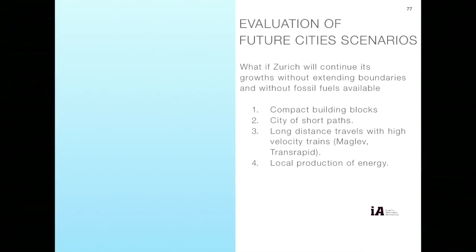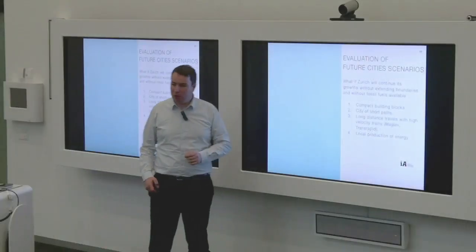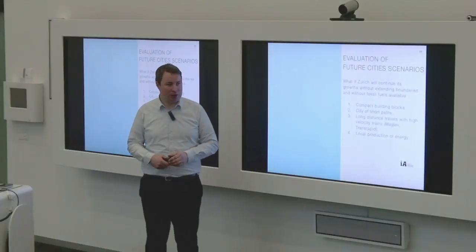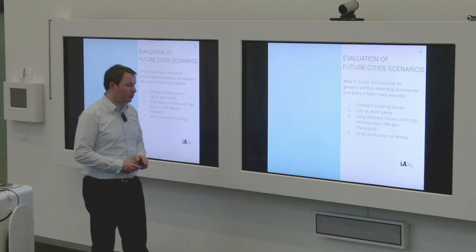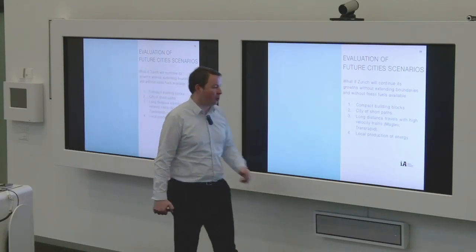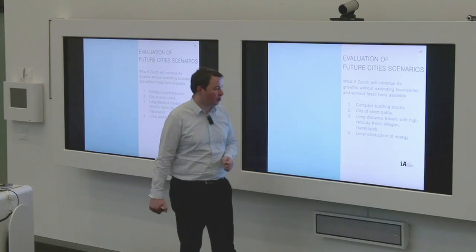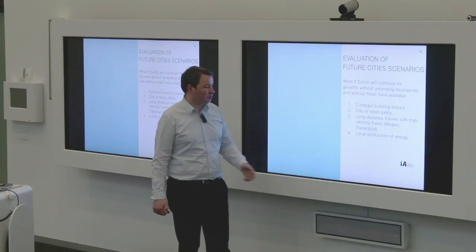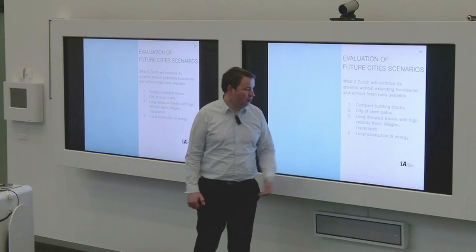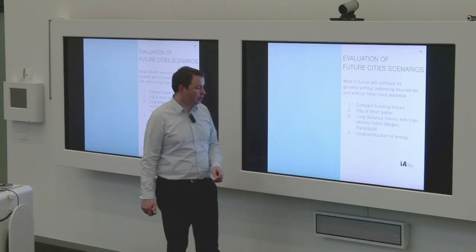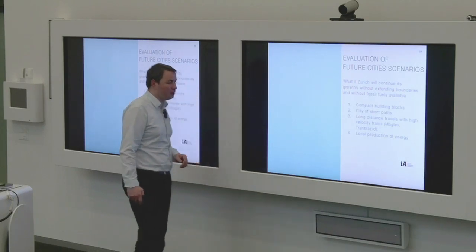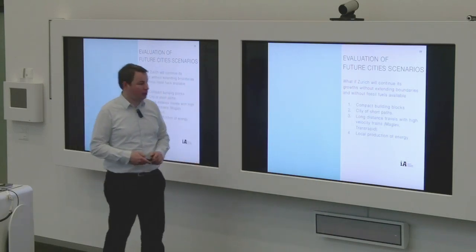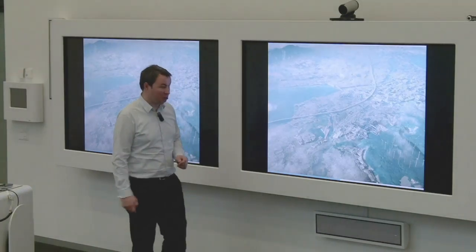Okay. The next thing is, if you have something like that at hand, maybe you want to know how can I shift my society so it could perform better, and how does it look in a built environment? So maybe you want a city of compact building blocks, a city of short paths, where you cover long distances with a high-speed train, and you want to produce your energy as much as possible locally. How does a city like this look? For instance, Zurich. Maybe it looks like that.